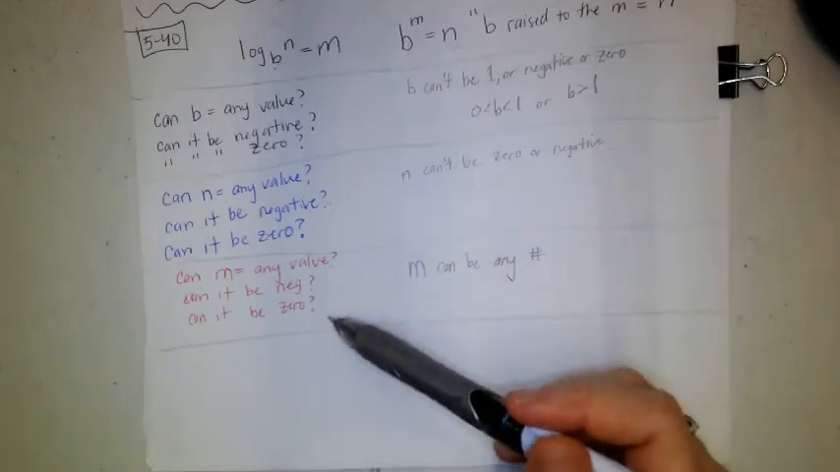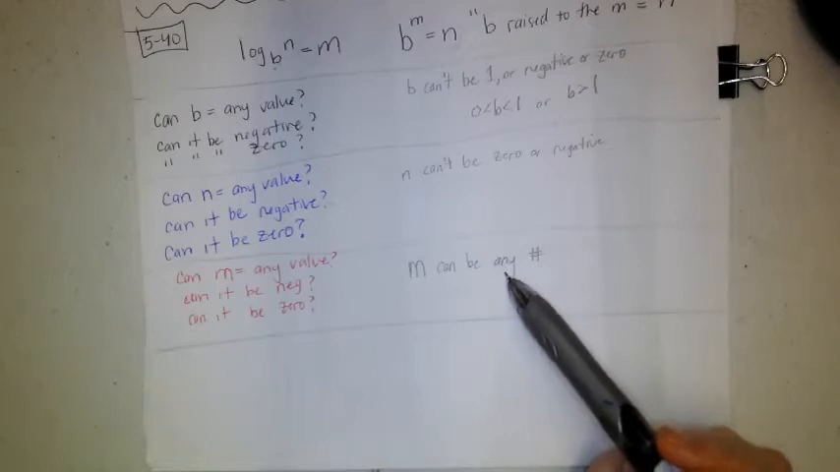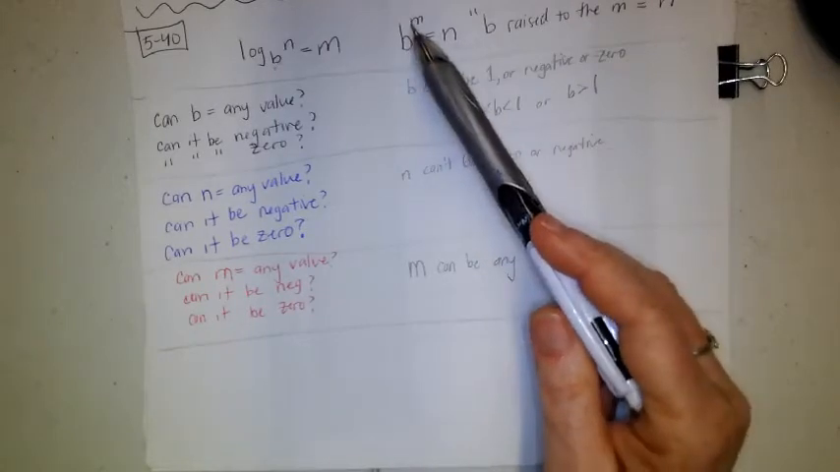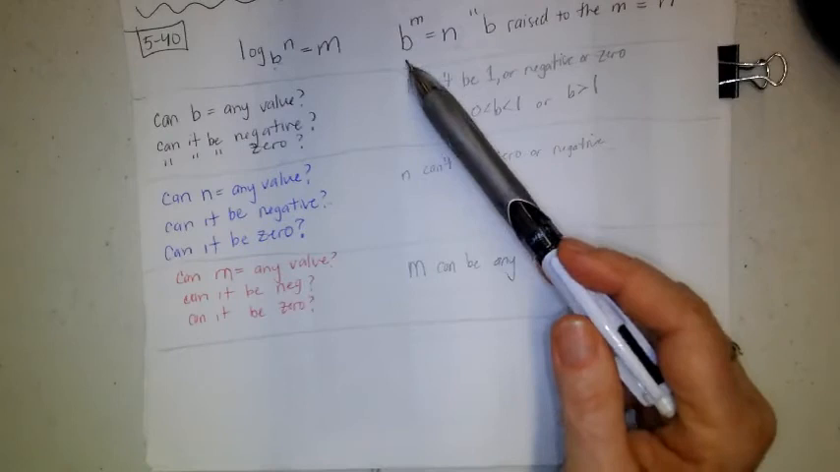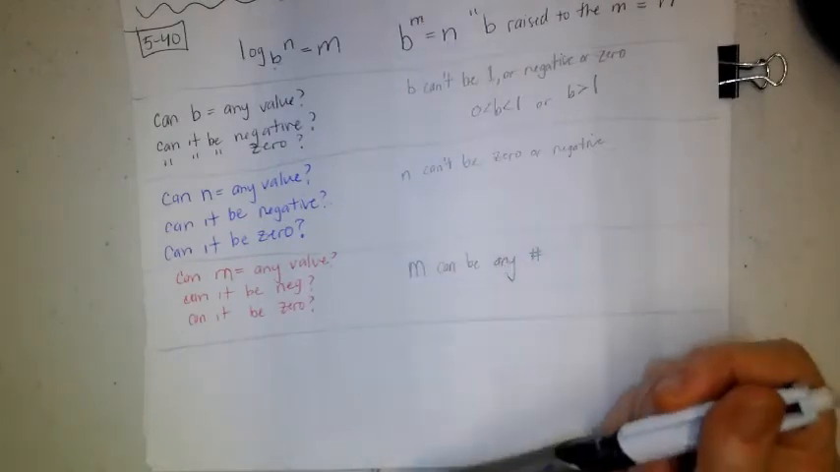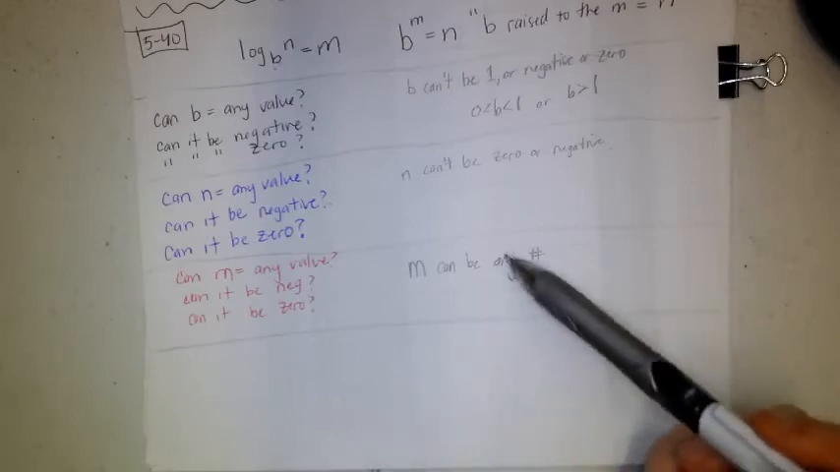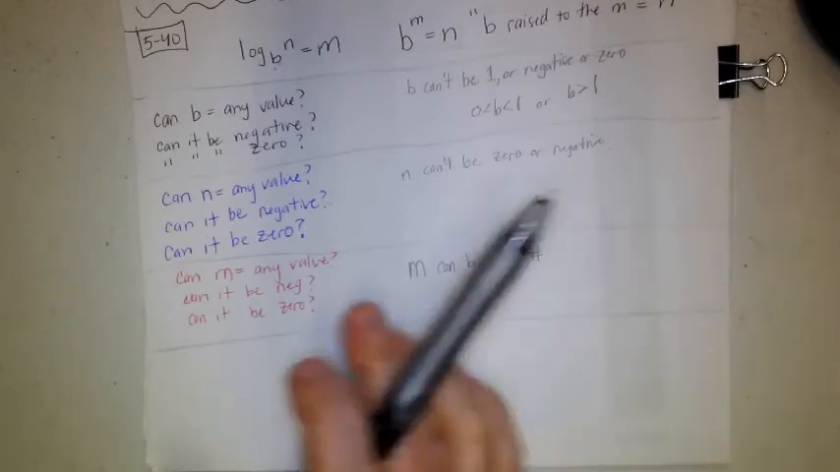And then m, can m be any value? It can. In other words, I can take my positive b and raise it to any power I want. So m can be any number.